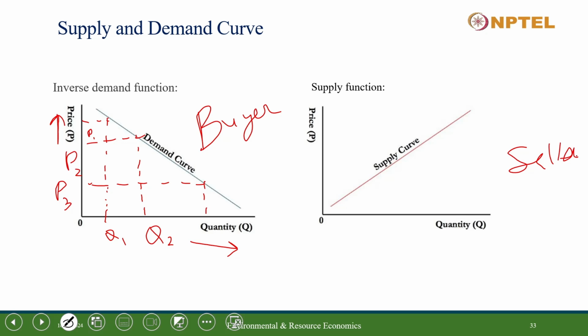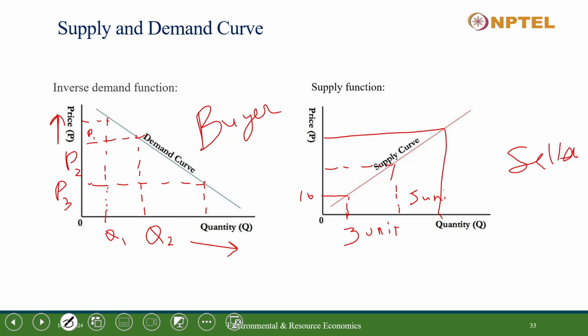So for sellers, let's say that if I'm getting 10 rupees, then I'm ready to sell 3 units of a quantity. If I'm getting 15 rupees, then I'm ready to sell 5 units of a quantity. If I'm getting more money, I'll sell more quantity. If I'm getting more, then I'll sell even more. Therefore, the supply function is upward sloping.